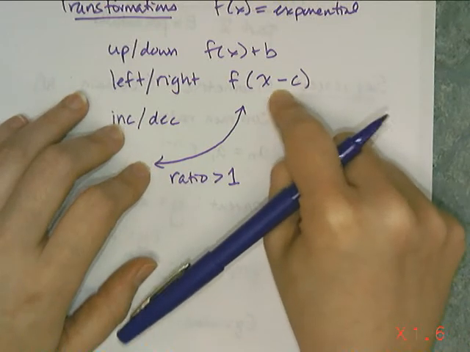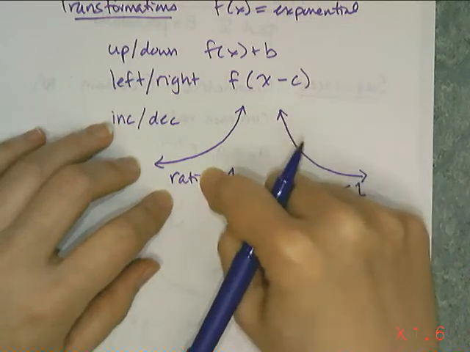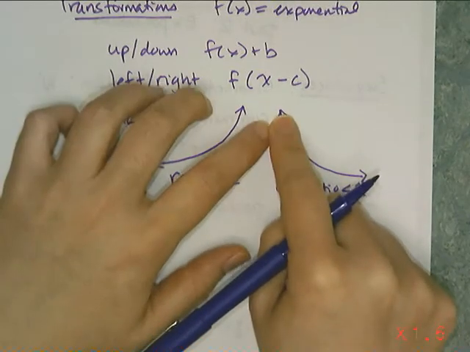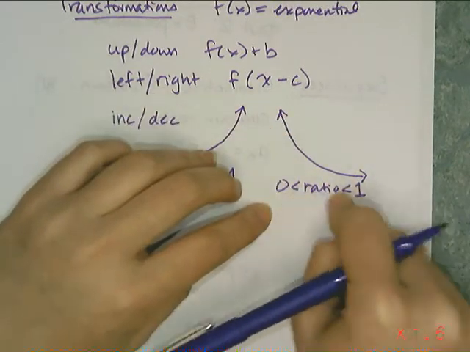And then transformations, up or down, just add the quantity at the end; left or right, replace the x with a quantity that had addition or subtraction. And then if I wanted to be increasing, my ratio had to be greater than 1. If I wanted to be decreasing, my ratio had to be between 0 and 1.